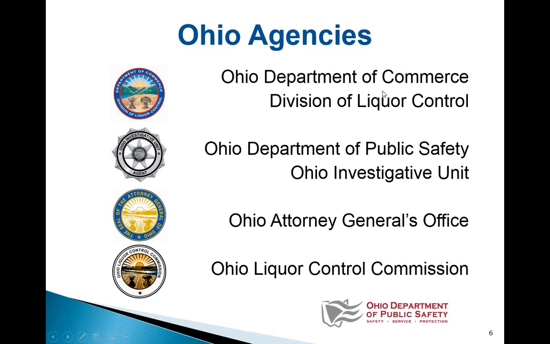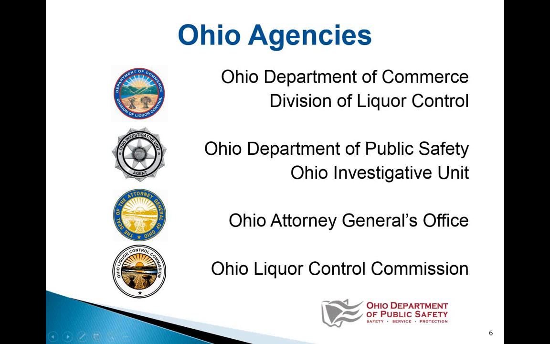The 4 agencies that are involved in the liquor permitting process here in Ohio are the Ohio Department of Commerce Division of Liquor Control, the Ohio Department of Public Safety Ohio Investigative Unit, the Ohio Attorney General's Office, and then the Ohio Liquor Control Commission itself.